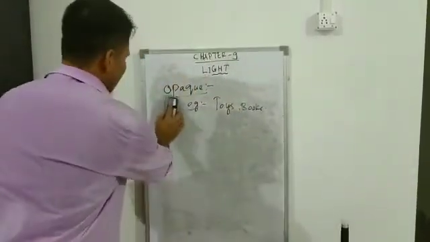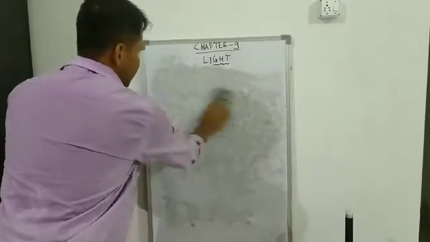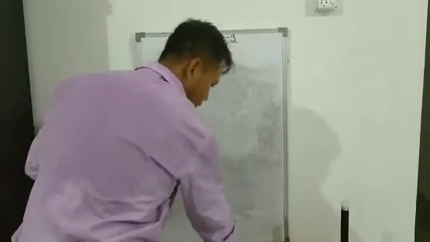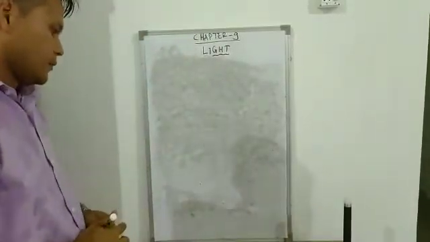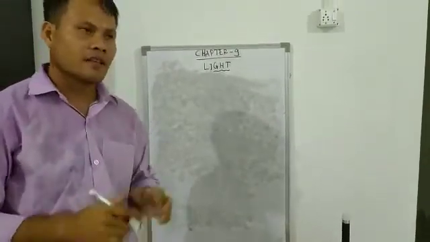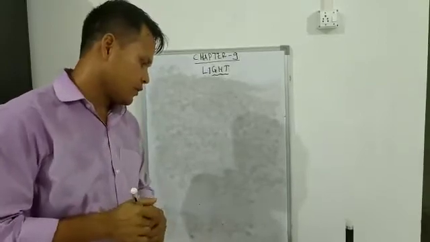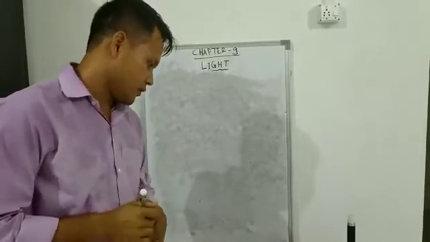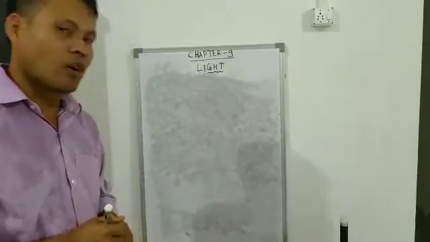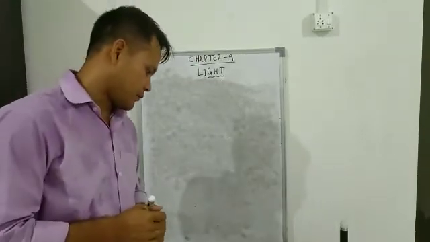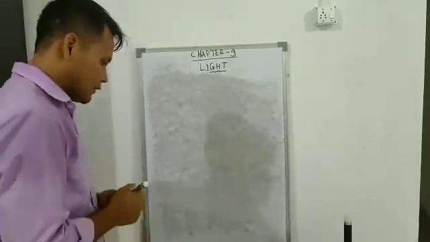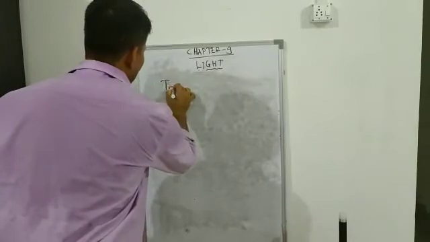Now let us also know that there are some objects which don't allow the light to pass completely, so those are called translucent. For example, sunglass, wallpaper and frosted glass. Translucent.